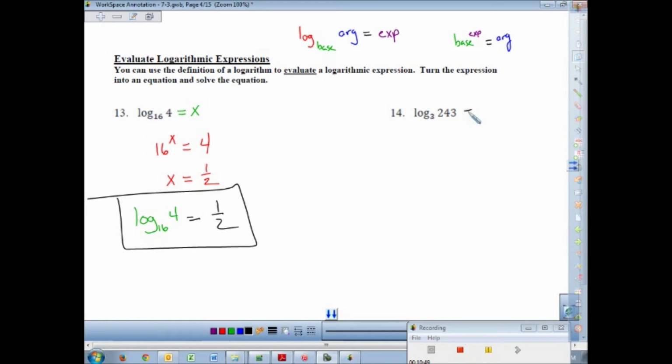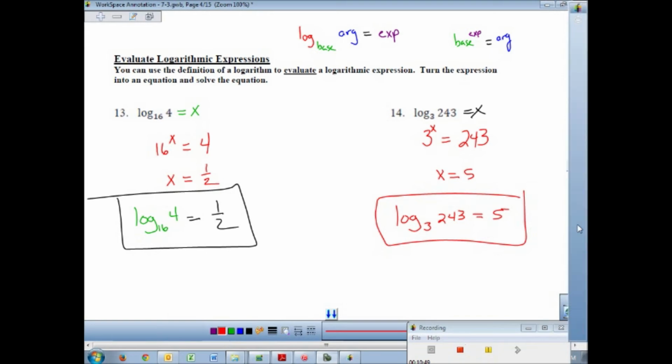Next one, make it equal to x first. Okay? Now rewrite it as exponential. What's the base? 3 to the x equals 243. So 3 to what power equals 243, my friends? X equals 5. Right? That's our perfect note card again coming back to us. Now rewrite it. Log base 3 of 243 is 5. Cool with that? Next guy.